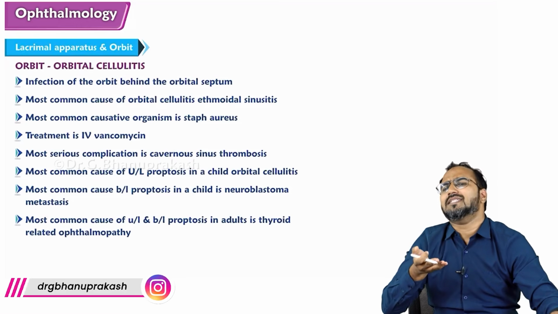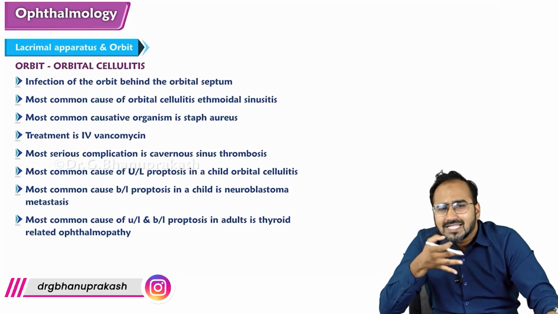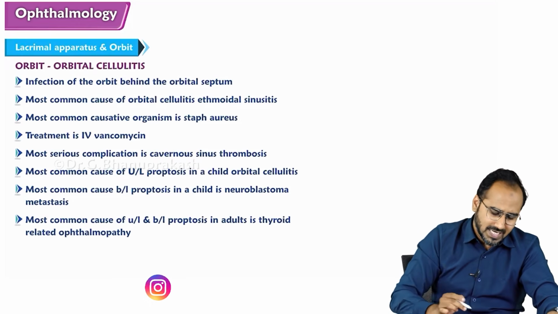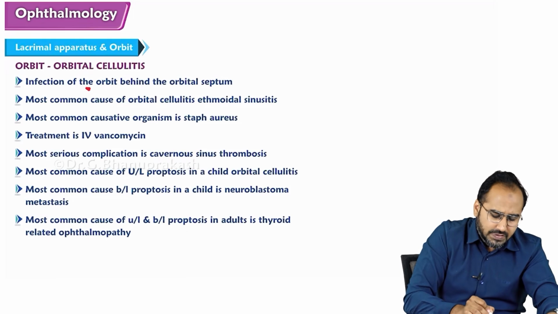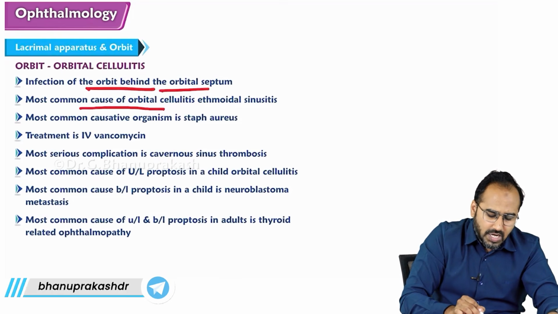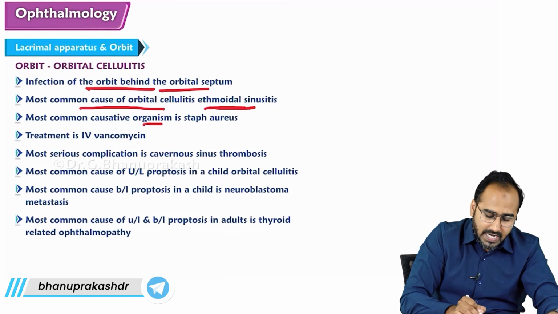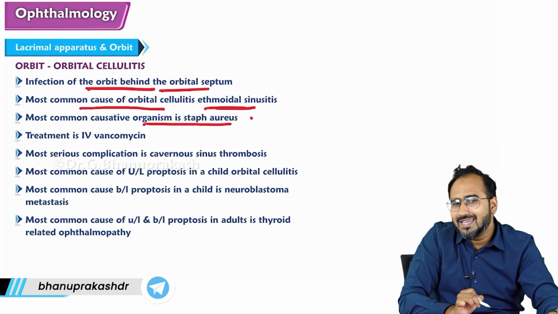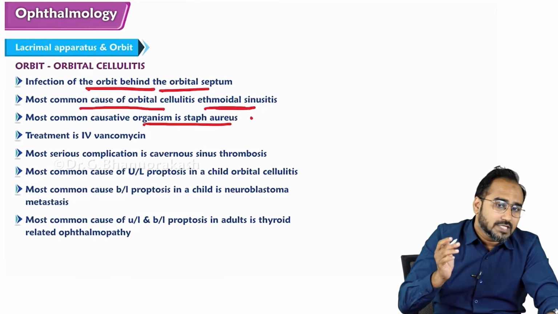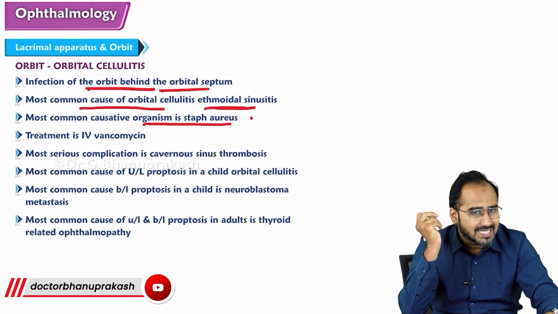But what is this orbital cellulitis? Where is this happening? Orbital cellulitis is the infection or inflammation of the orbit behind the orbital septum. The most common cause of orbital cellulitis is ethmoidal sinusitis. And what is the organism guys? Staph aureus. Staph aureus goes behind the orbital septum and causes infection of the orbit called as orbital cellulitis.